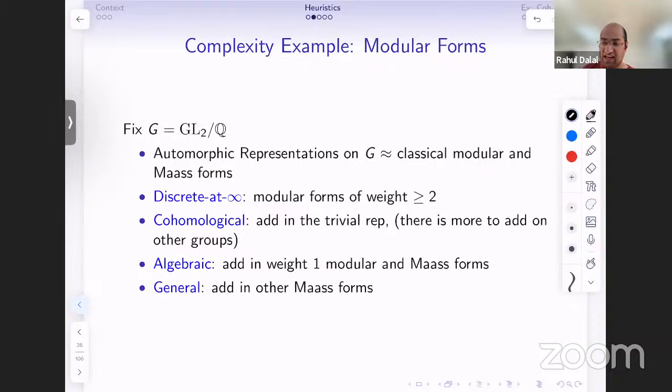And then finally, in general, you have to consider all other Maass forms. As usual, these are the scariest things on GL2, which conjecturally have crazy transcendental eigenvalues and all kinds of wacky stuff going on. So you can see how the ease of dealing with a class on GL2 puts you higher and higher up this ladder. Okay, so that's the GL2 example of how we're classifying our problems.